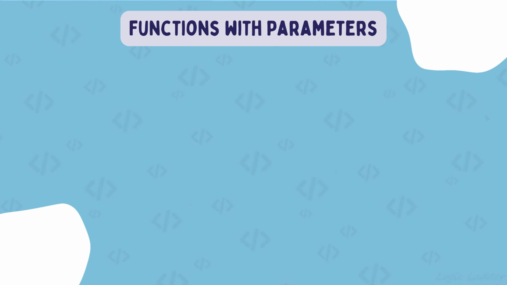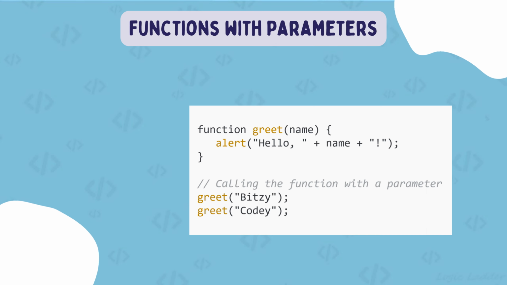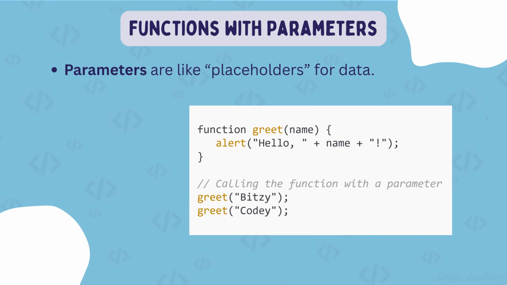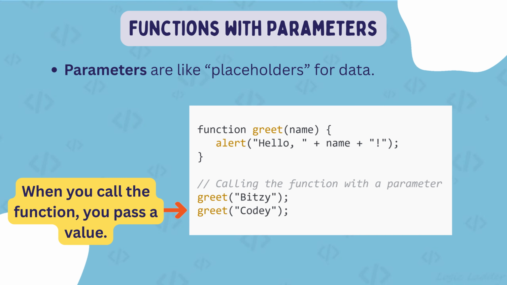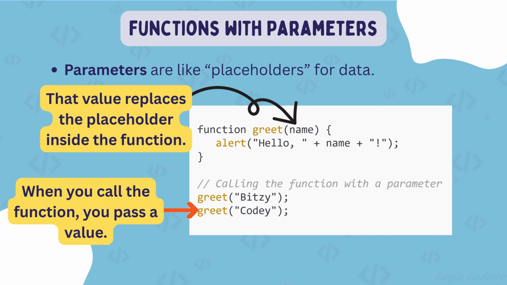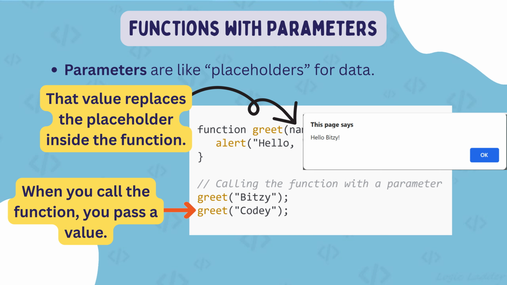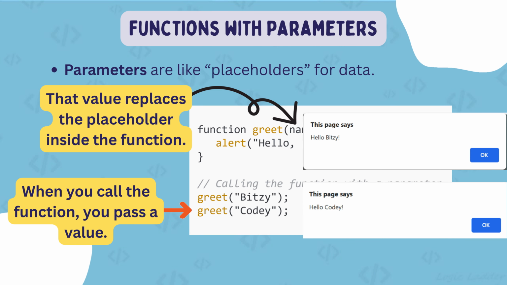Sometimes, we want our function to work with different pieces of information. That's where parameters come in. Think of parameters as empty boxes waiting to be filled. For example, our greet function takes a name as parameter. When we call greet function with Bitzy inside brackets as the parameter, it goes to the function and replaces the parameter name with the parameter value that is passed to it. Hello to Bitzy. When we call greet with another name like Cody, it says hello to Cody. In this way, you can use one function for many users.